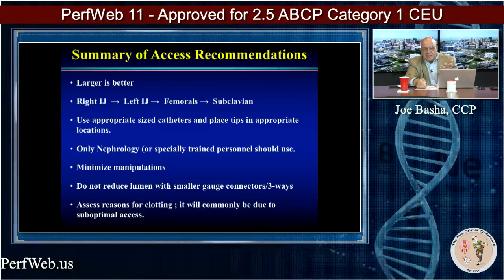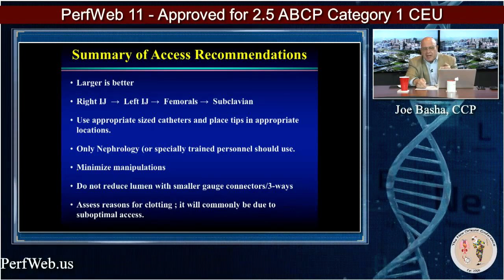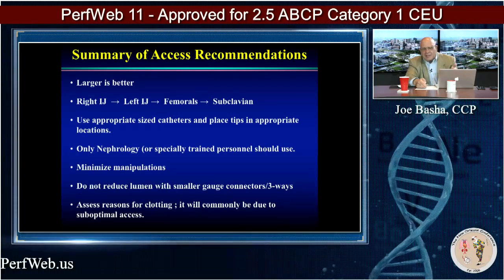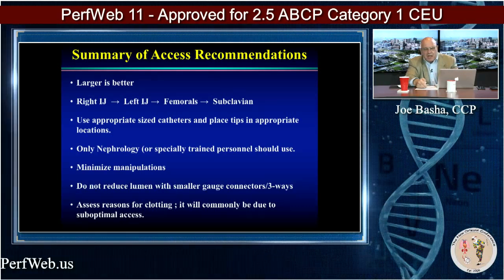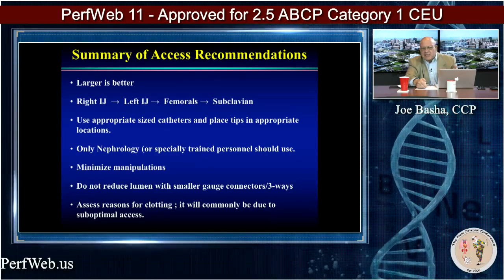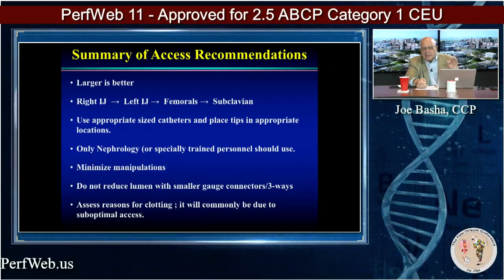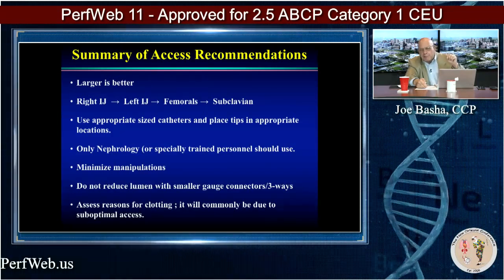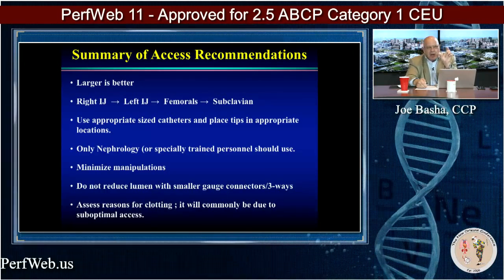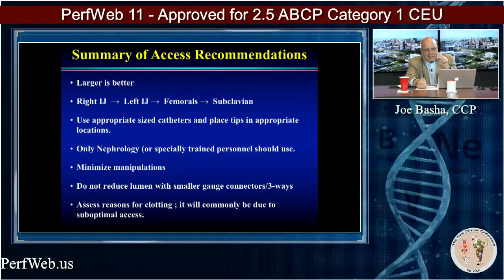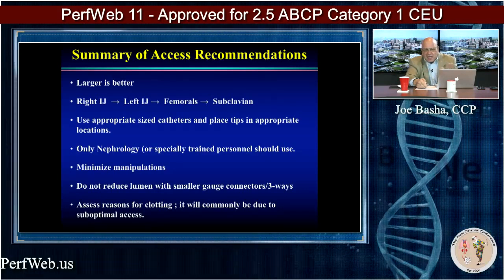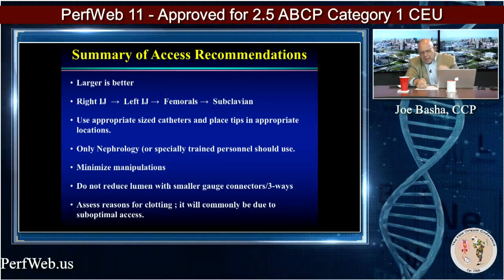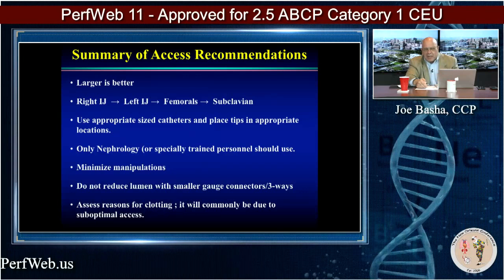Summary of access recommendations: larger is better, right IJ, right IJ, right IJ, even though that says right IJ, left IJ, femorals and subclavian. My view, right IJ, right IJ, right IJ, it gives you the least amount of problems. Use appropriate size catheters and place tips at appropriate locations. These access catheters, temporary dialysis catheters, are meant to be buried to the hub. If you leave part of it out, it will have a tendency to kink, and once it kinks, you're done. The catheter is done. You're going to be putting a wire in there, and they're going to be switching it out. You want it buried to the hub in order for it to last as long as possible.